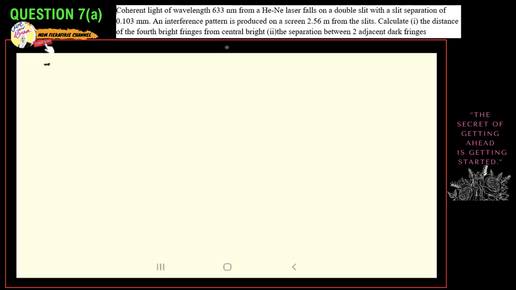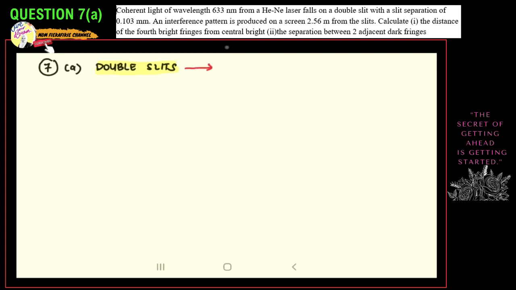Okay. Question 7A. Okay. We have a coherent light of wavelength 633 nanometer from a HeNe laser falls on a double slit. So this is about double slit. So let's write double slits. Okay. So always remember for double slits, untuk dark dia nanti dia ada special sikit. Okay. Dia tak follow.